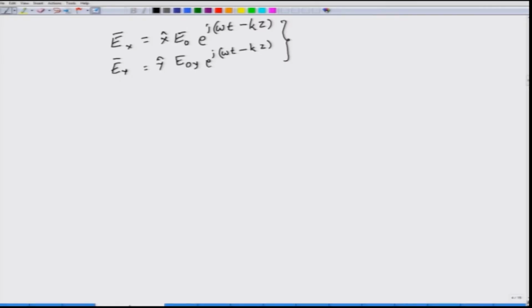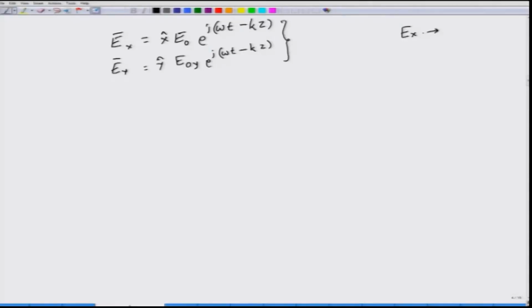Now, let us assume that the medium is linear and homogeneous, but anisotropic. If we assume that the medium is anisotropic, then what happens? The corresponding Ex component will see a propagation constant Kx, and Ey will see a propagation constant Ky, and this Kx and Ky are not in general equal. So, this is the result of propagation through an anisotropic medium.